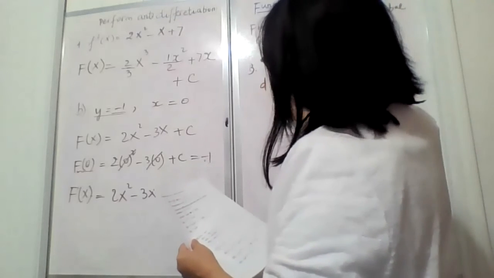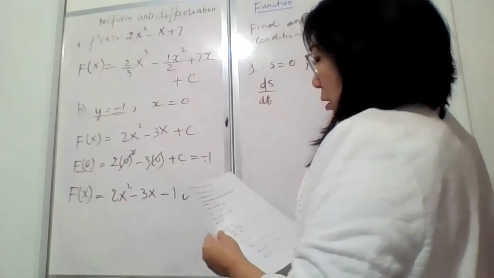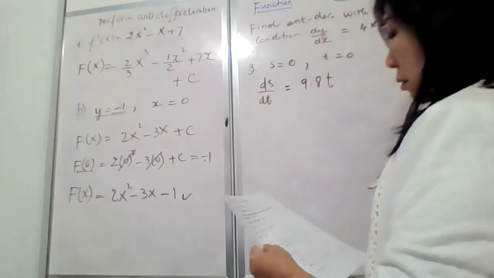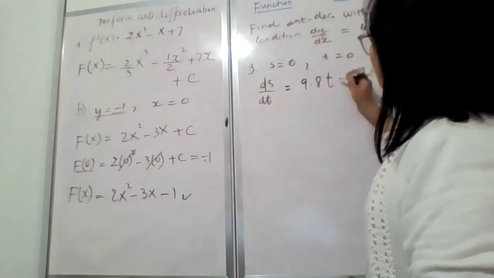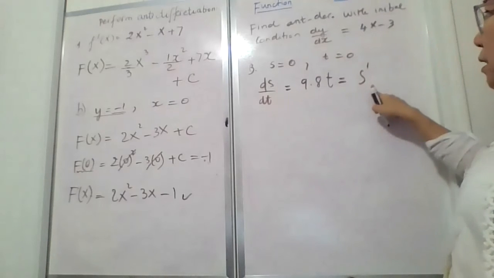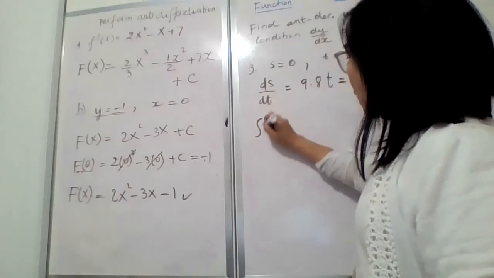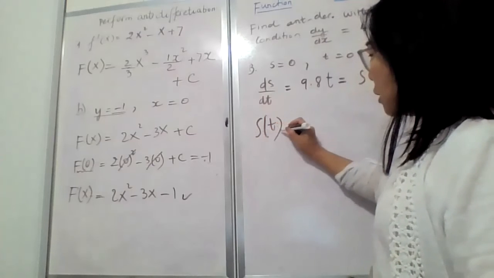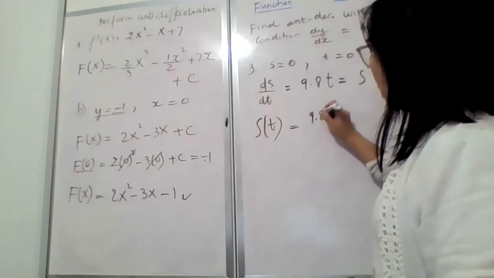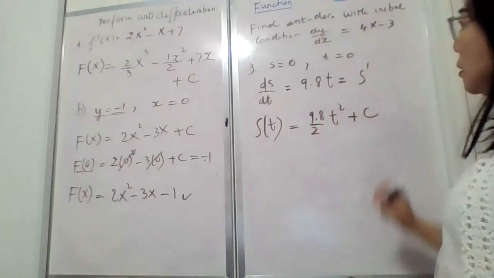And they said ds over dt equals 9.8t. Okay, so we know this is a derivative function, right? The ds over dt is the same as a derivative. So now we're going to find s, right? Our function is s with respect to t. So we're going to do the antiderivative of this, which is dividing by 2, t squared and c.